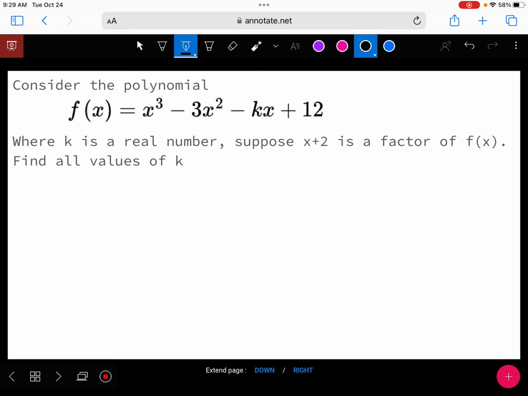We did one like this yesterday. We're going to do 2 like this today and then 1 other kind of question. Okay? That's the plan for the next 15 minutes.